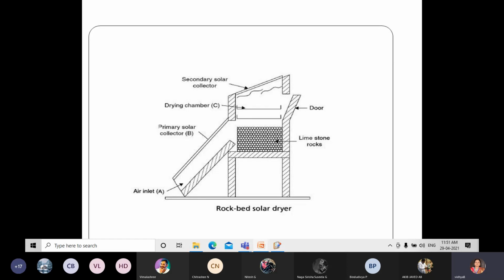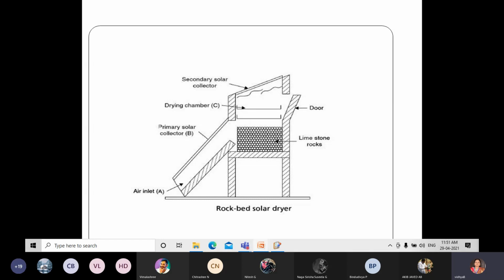You can see here limestone rocks, and this is the drying chamber. Rocks are poor thermal conductors, and the temperature difference would slowly disappear when air is not moving through the rock bed. But here inlet air is passed, and in the drying chamber the crops will be dried. Here, with the secondary solar collector, the crops are dried from air and also from sun.